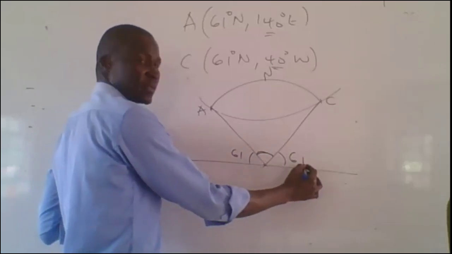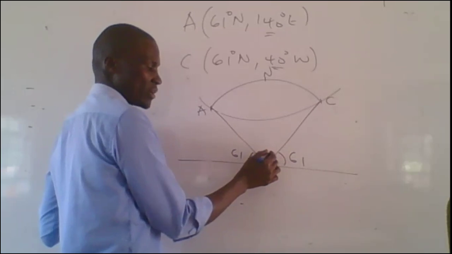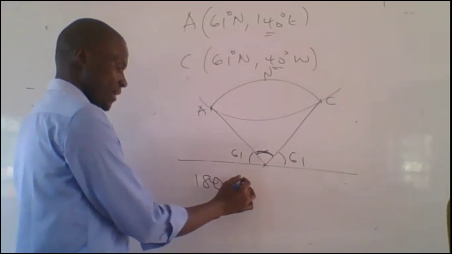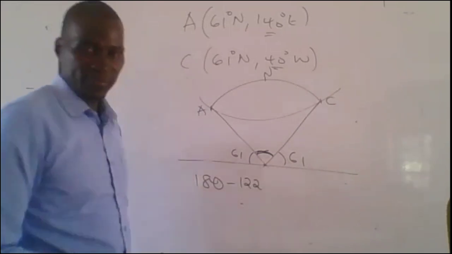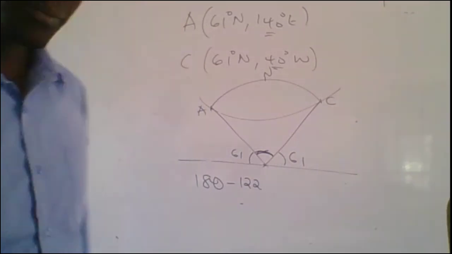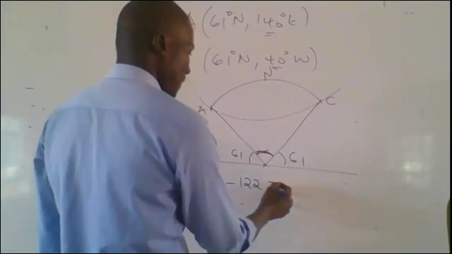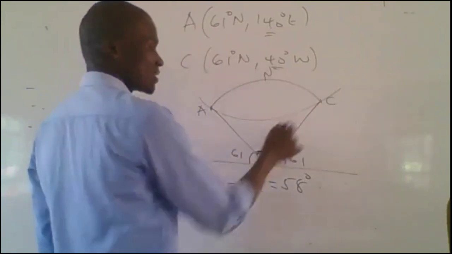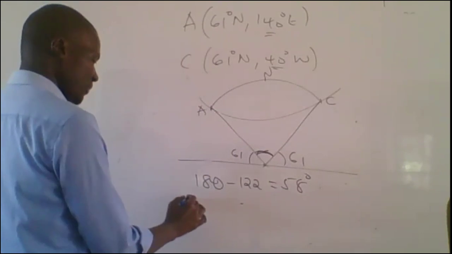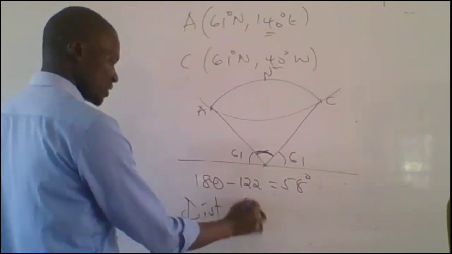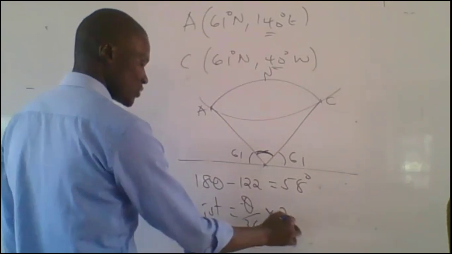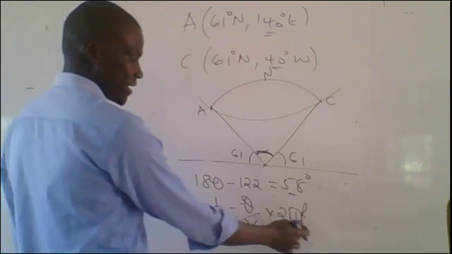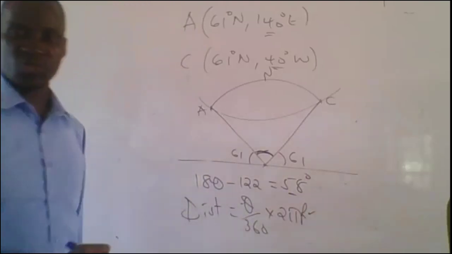So this angle here is 61. Meaning if this is a straight line, the angle remaining here will be 180 minus 122. That is 58 degrees. So if we now want to get this distance in kilometers, remember the formula? Distance is equal to theta over 360 times 2 pi r. So this theta is the 58 we are using. Pi and r will be given. So that will be the shortest distance.